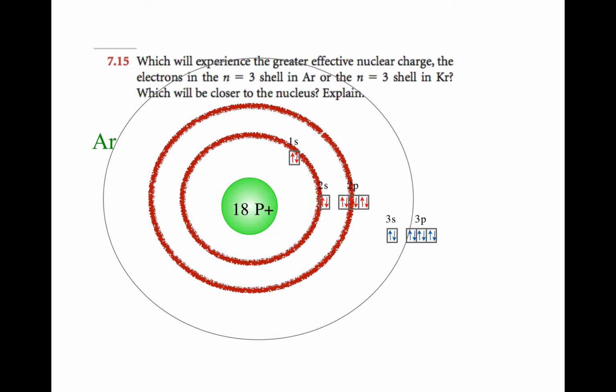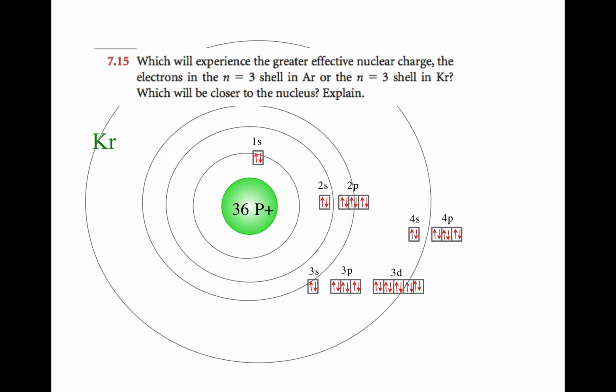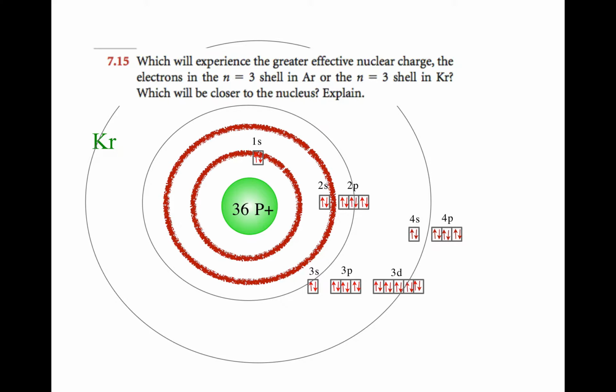So there's a certain effective nuclear charge with 18 protons trying to hold on to that third energy level. When we're looking at krypton, we have 36 protons pulling. And if we're talking about electrons in the third energy level, we still only have a neon configuration blocking. So with more protons pulling, those electrons are pulled way tighter and held way closer.